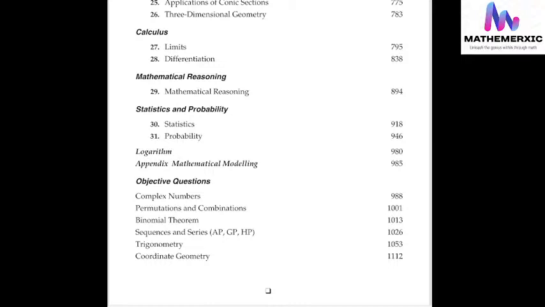So I'll wind up on this note, and we will discuss every chapter. There are 31 chapters. We will complete all the chapters by discussing them step by step. Then I'll wind up for today and also review the grade 12 syllabus.